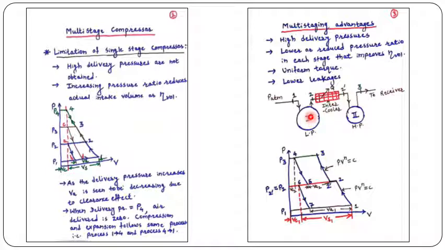So, uniform torque will also increase the life of the components, and since you are dividing the total pressure ratio among a number of cylinders, the leakages are also less because the pressures at the outlet are lower.